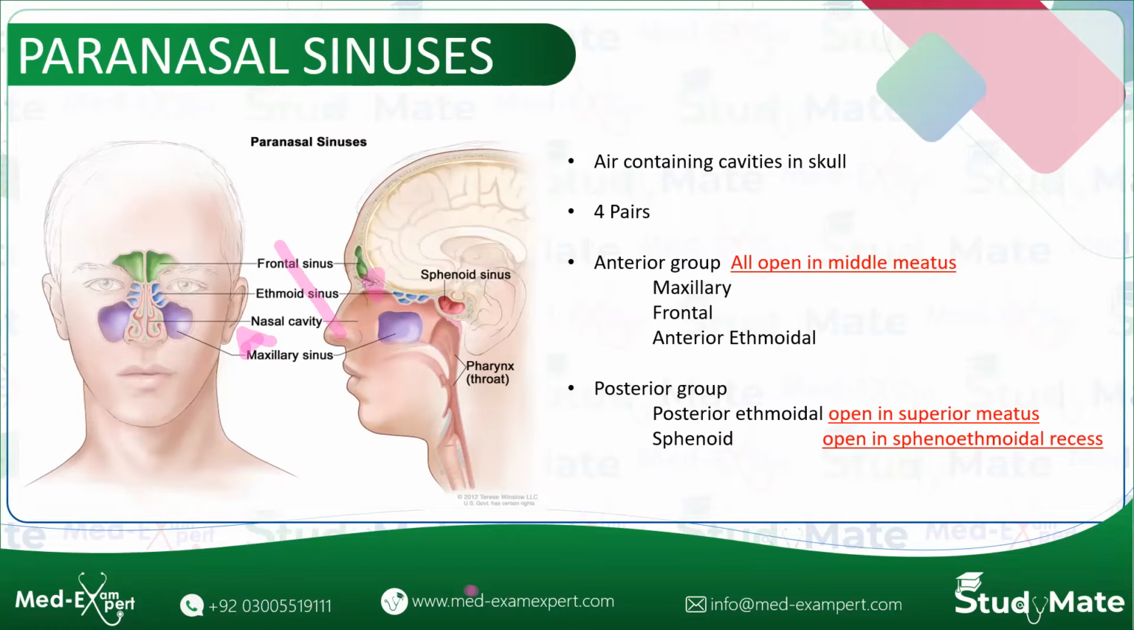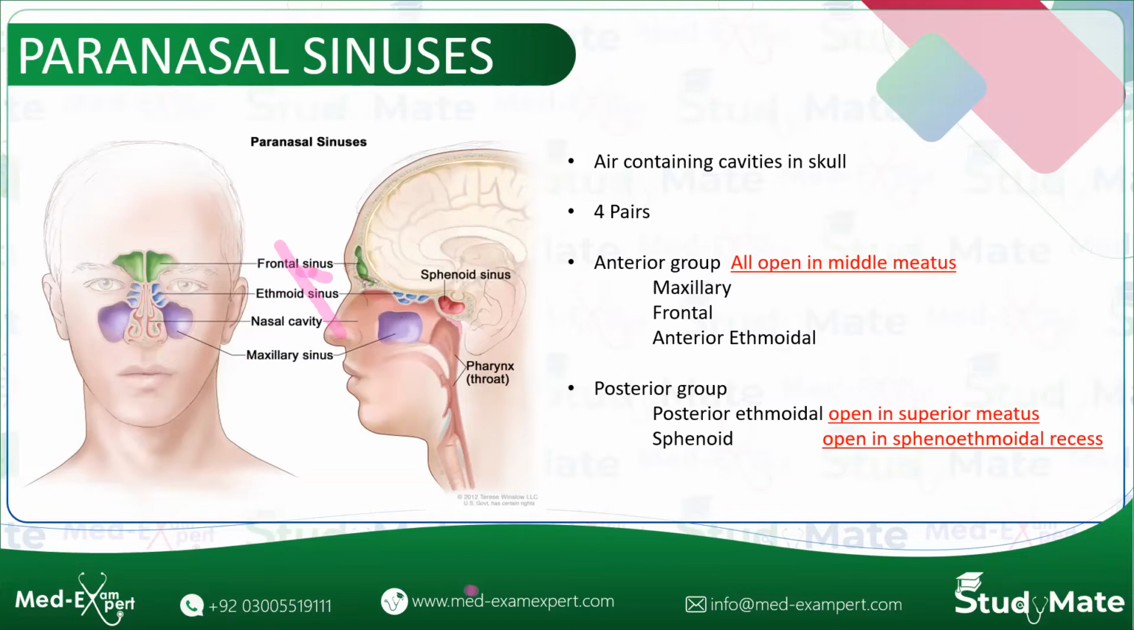So in anterior group हमारे पास है frontal sinus, उसके बाद है maxillary sinus और anterior ethmoidal cells. और अगर हम posterior group की बात करें तो posterior group में हमारे पास है sphenoid sinus और posterior ethmoidal cells.